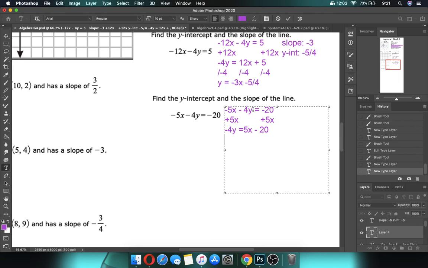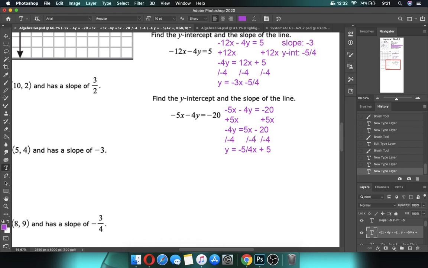And we're starting to get comfortable with this. So we divide by negative 4, divide by negative 4, divide by negative 4. And what are we left with? Y equals 5 divided by 4. We can't do that, so negative 5 over 4x. Now that one does make sense. And then what is 20 divided by 4? 20 divided by 4 is 5, and then it's a negative divided by a negative, so it'll be plus 5. There is our answer. So far, so good.